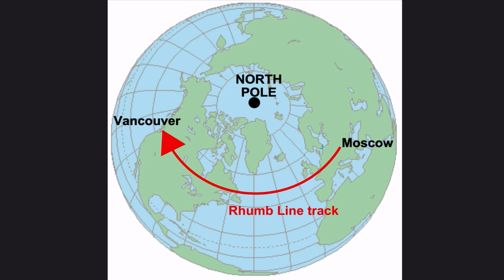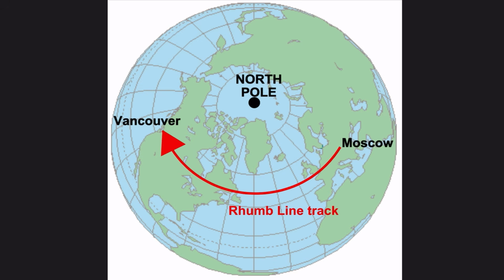So we all know how a Rhumb line track looks on the earth, right? It looks like this, which is a curve. Whereas if I talk about a great circle track on the earth, let's say between these two places only, it will be an almost straight line, right? Because it is the shortest distance between both of these places.